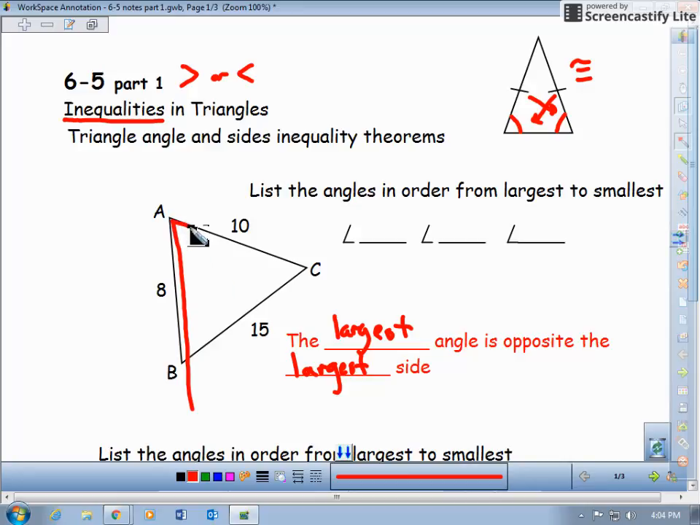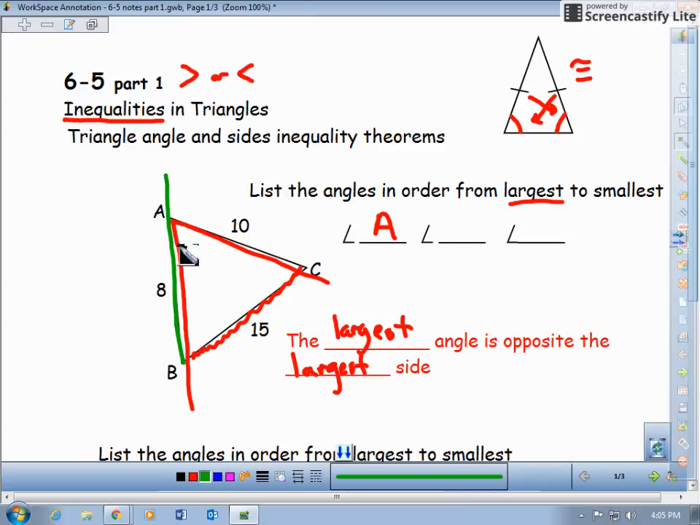Notice angle A has to eat a side that is 15. And because the other sides are only 10 and 8, those opposite angles don't have to eat a side that's quite as large. So that means angle A has to open its mouth larger, which makes angle A, in this case, the largest angle. The next largest angle would be angle B.